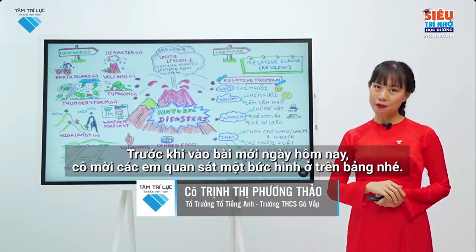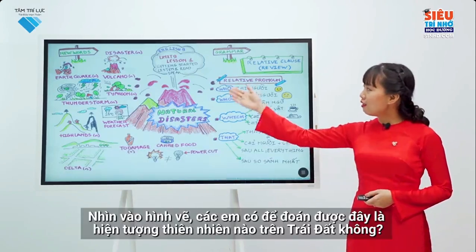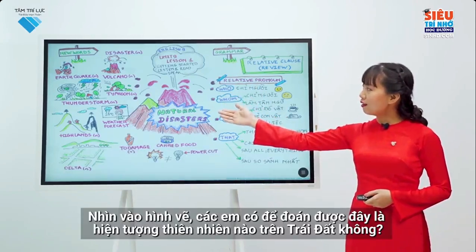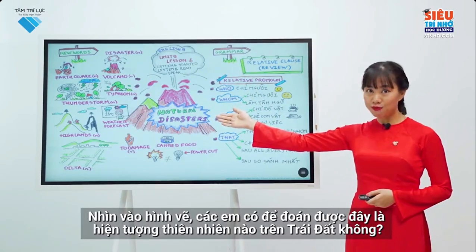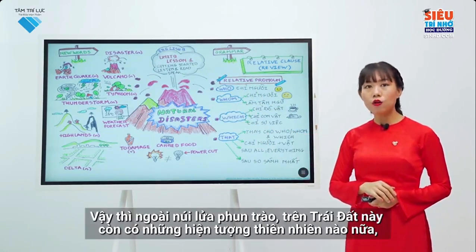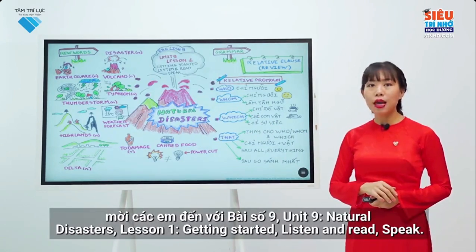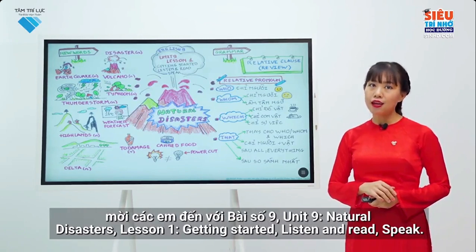Before coming to today's lesson, let's look at the picture on the board. Looking at the drawing, can you guess what natural phenomenon on Earth this is? It is a volcano eruption, right? So besides volcano eruption, what are other natural phenomena on Earth? Let's come to Unit 9, Natural Disasters.